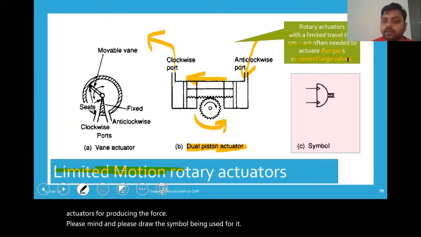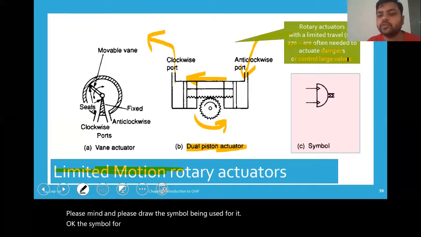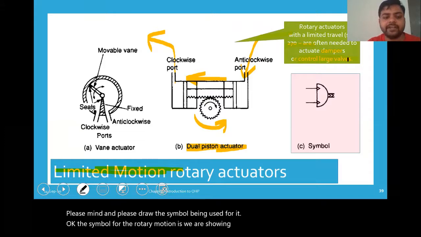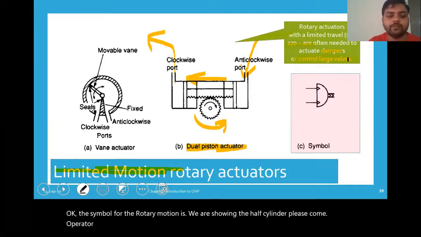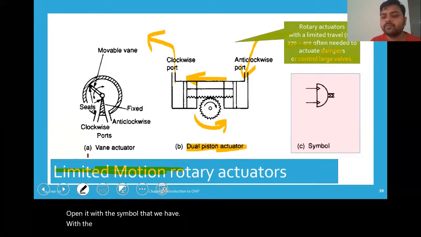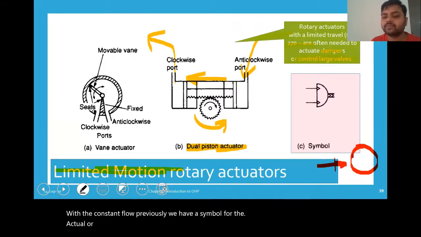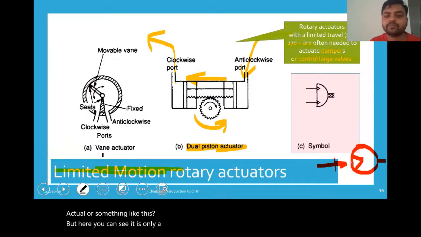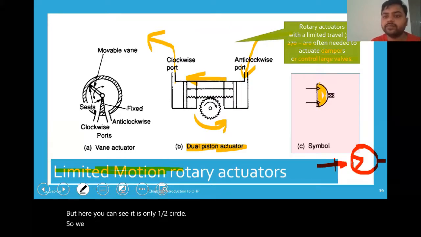Okay, the symbol for the rotary motion is, we are showing the half cylinder. Please compare it with the symbol that we have with the constant flow. Previously we had a symbol for the actuator, something like this. But here you can see it is only a half circle, so we are showing the motion only in the half circle.